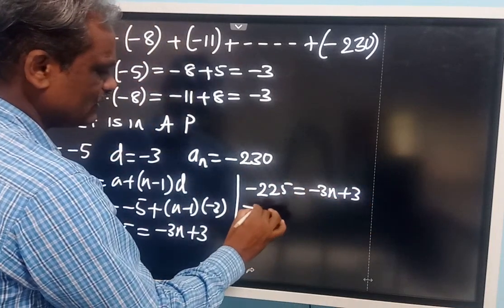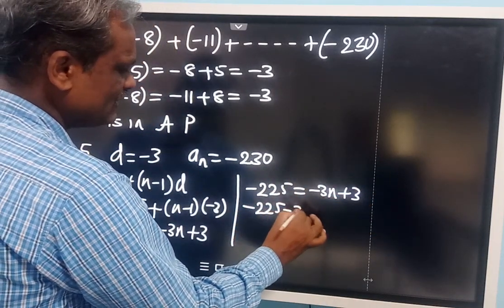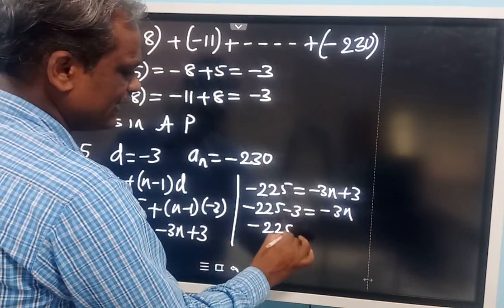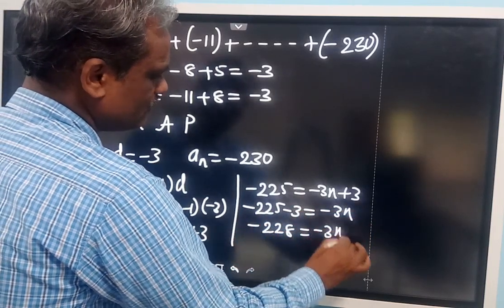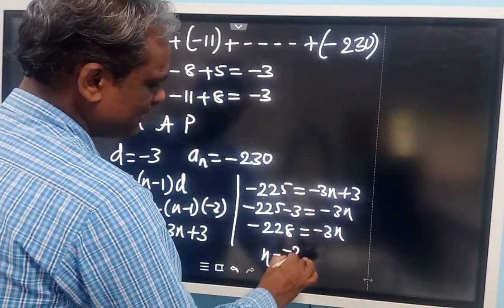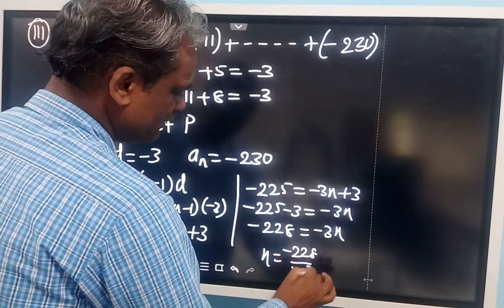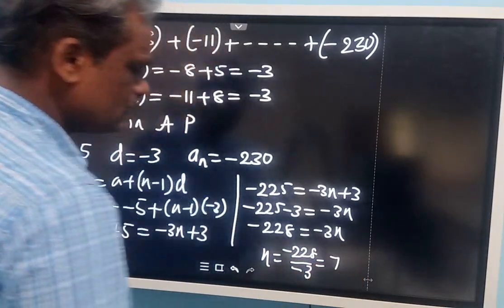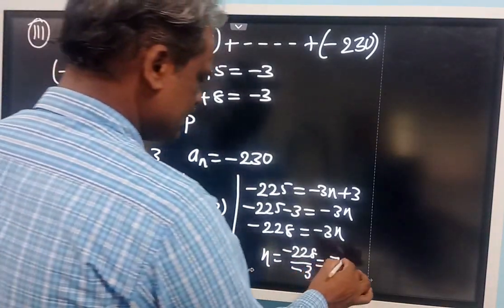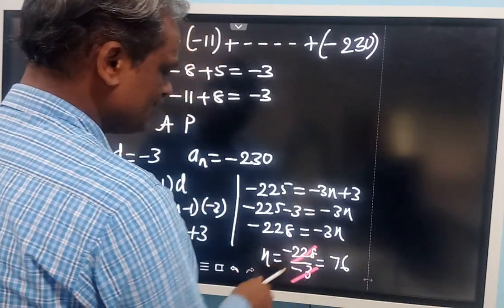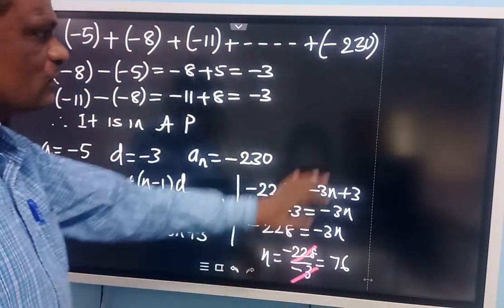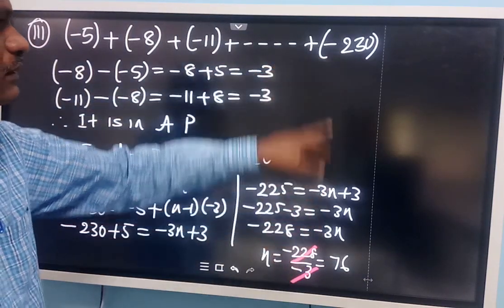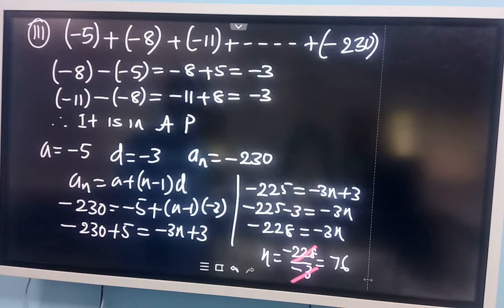Transfer 3 to the left side. Minus 225 minus 3 is equal to minus 3n. So minus 228 is equal to minus 3n. So n is equal to minus 228 by minus 3. So you will get 3 sevens are 21, then 3 sixes are 18. This minus and minus cancels, 76. So we have 76 numbers here. Minus 230 is the 76th term of this arithmetic progression.